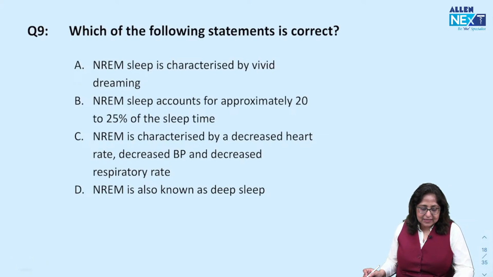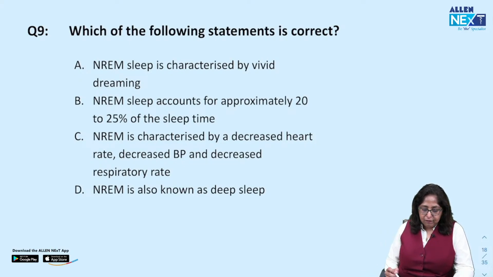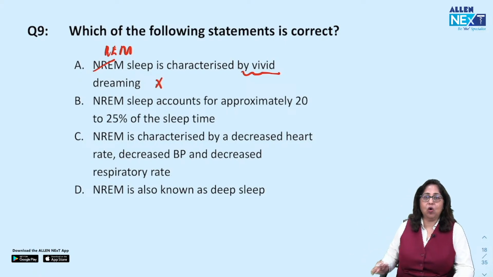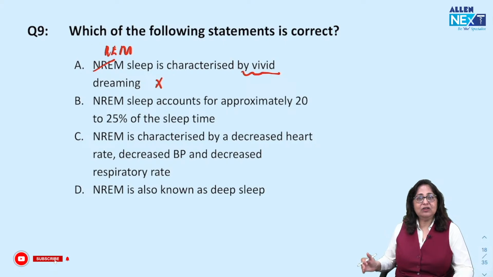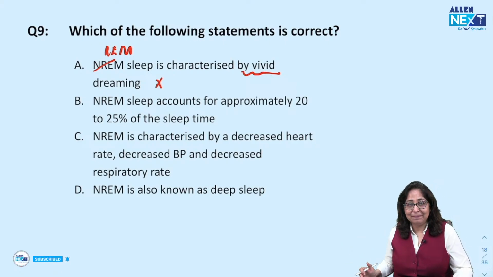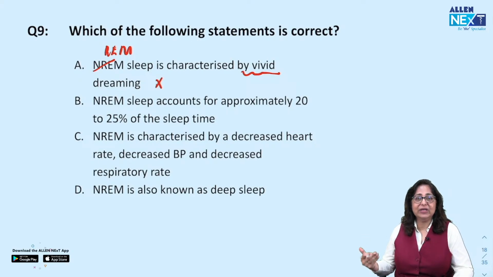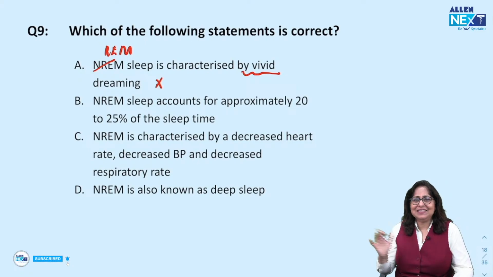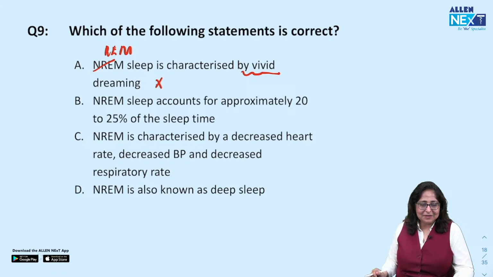Which of the following statements is correct? NREM sleep is characterized by vivid dreaming. That is incorrect. It is the REM sleep. When I say vivid dreaming, I mean dreams that he can recall. In NREM sleep, there are dreams, but we cannot remember them. In REM, we are able to recall. So that is why they are called vivid dreams. Vivid means clear. This is what he can recall.